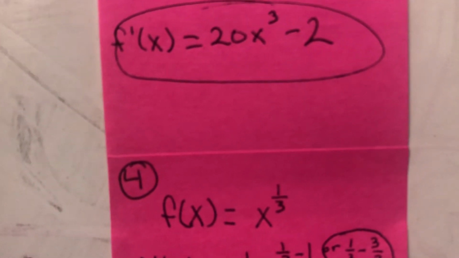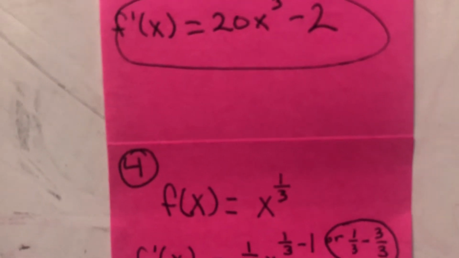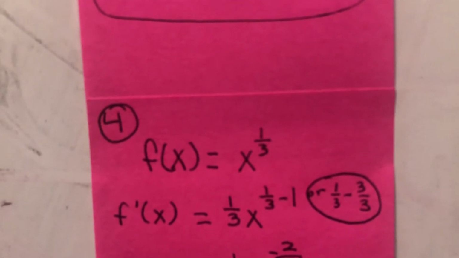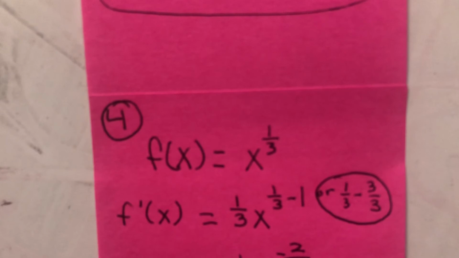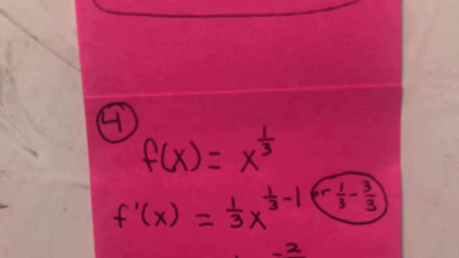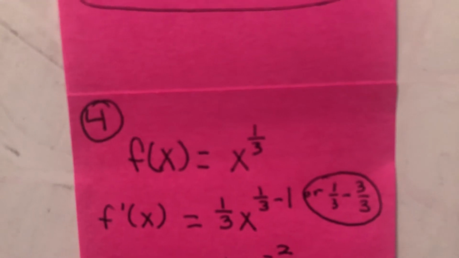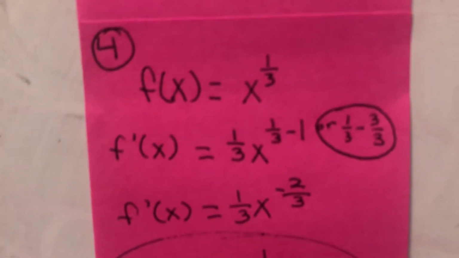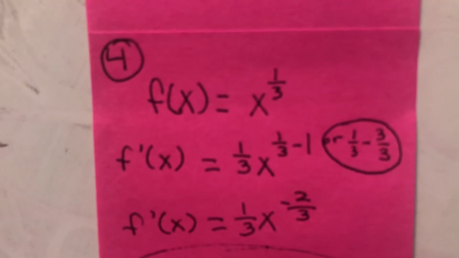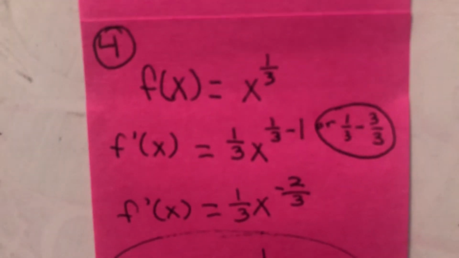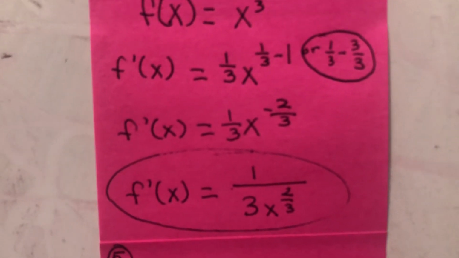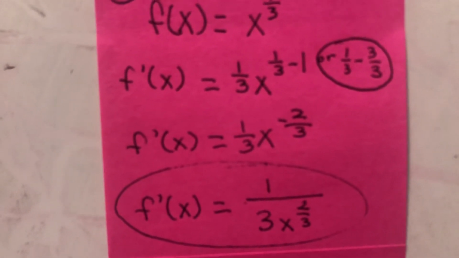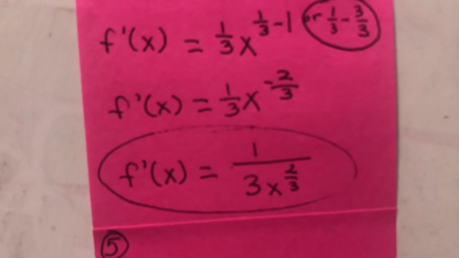Next example is f of x equals x to the 1/3. So this is a little bit trickier since it has a fraction as the exponent, but it's the exact same process that we did before. You're going to bring down that 1/3 to the front, then you're going to subtract 1 from the 1/3. An easier way to look at this is 1/3 minus 3 over 3, since 3 over 3 is still 1. It's just easier for you to see it. So that's going to give us that the derivative is 1/3 x to the minus 2/3. A little bit different way to put this is you could bring down that negative exponent into the denominator. So that would give us the derivative is 1 over 3x to the 2/3.